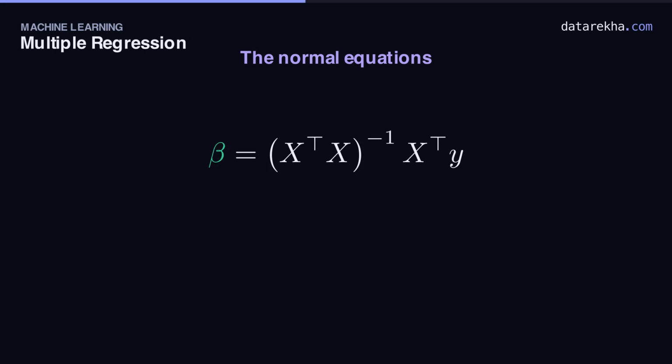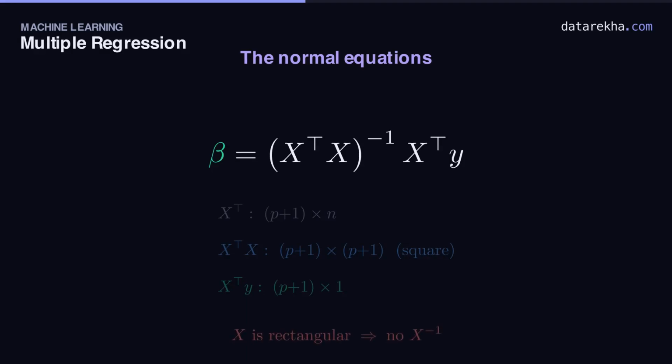This is the closed form answer. The exact best fit coefficients, no searching, no guessing. Watch the shapes make it work. X transpose is p plus 1 by n. Multiply by X and you get X transpose X. A small square matrix, p plus 1 on each side. X transpose y is a matching column. Square times column, beta comes out the right size.